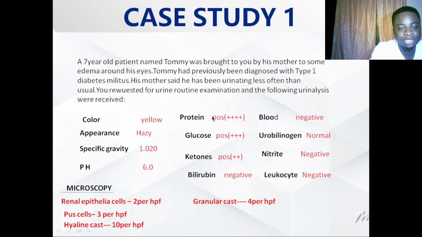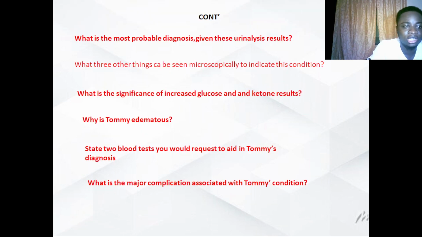And whenever there is glucose in the blood, glucose induces renal failure, and that is why the normal function of the kidney has been impaired. Therefore proteins that are not supposed to be seen in the urine are now there, 4 pluses. So the probable diagnosis I will go for is renal damage or kidney damage.